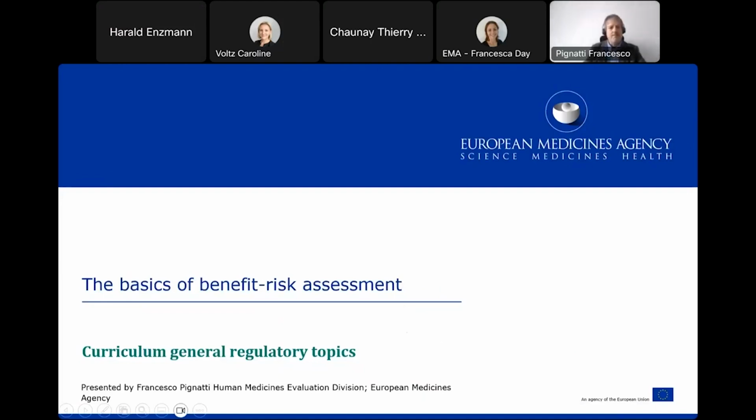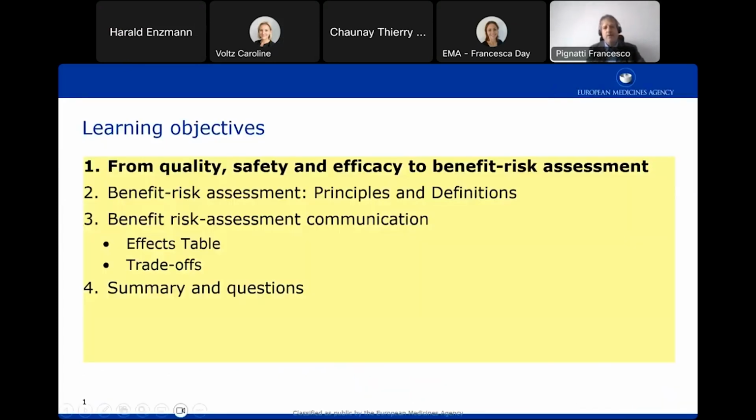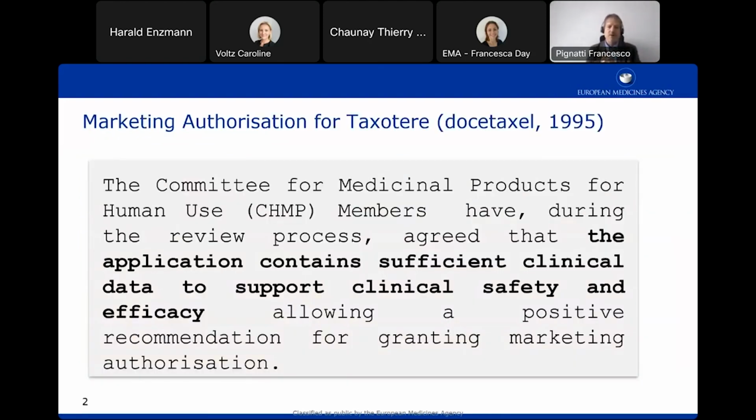Today, the plan is to discuss basic concepts and applications in benefit risk assessment. We'll look at how this concept came about in pharmaceutical legislation, some more conceptual aspects dealing with principles, definitions, and then some applications through examples of two communication elements of the benefit risk assessment, what we call the effects table and the trade-offs. And then there should be time for summarizing and putting some questions.